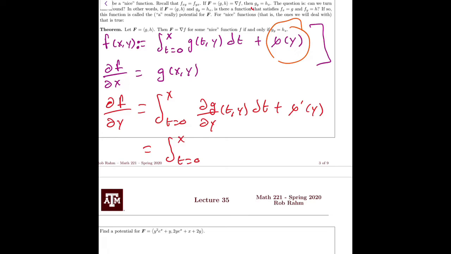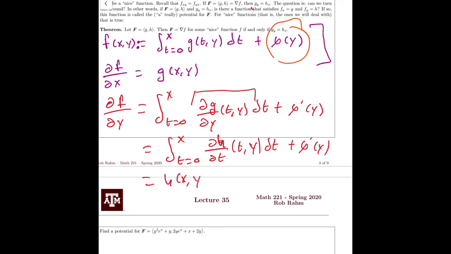So what this tells us is that this right here is equal to the integral of the partial derivative of h with respect to t of t, y, plus phi prime of y. Now we are integrating with respect to t and taking the derivative with respect to t. So by the other part of the fundamental theorem of calculus, this is equal to h of x, y minus h of 0, y plus phi prime of y. This is the partial derivative of f with respect to y.